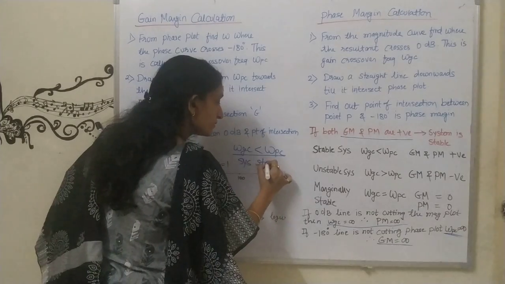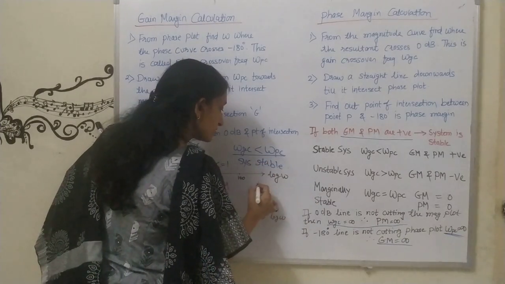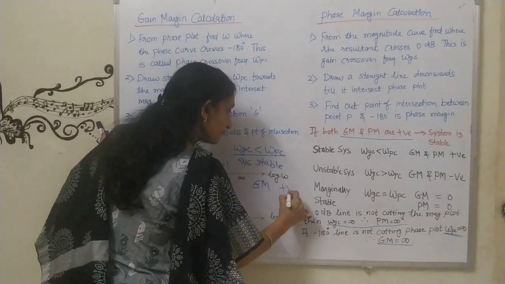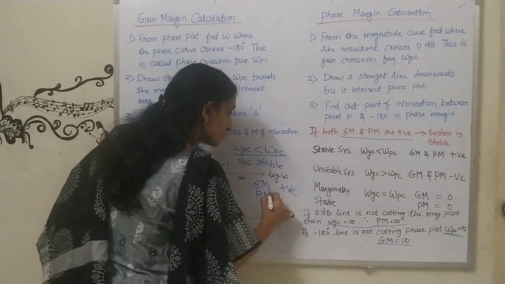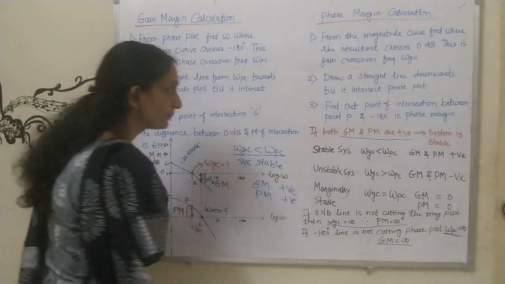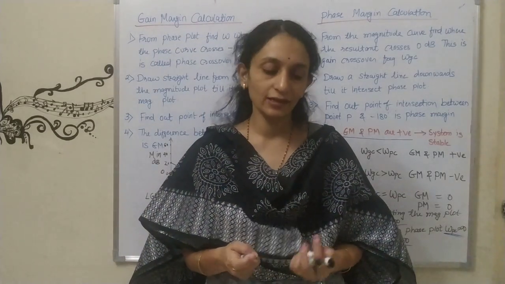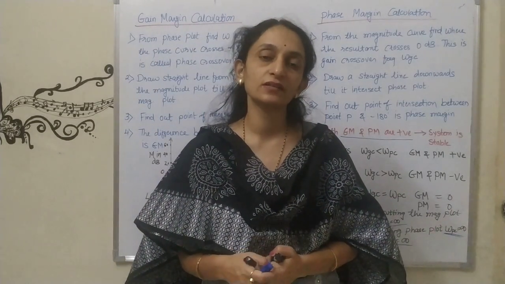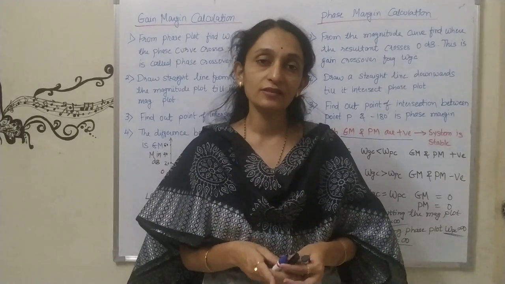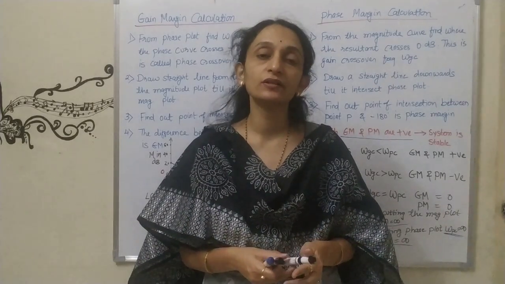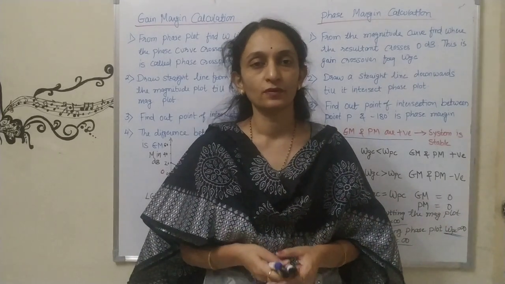The system is stable, and in that case you will get gain margin as a positive value and phase margin as a positive value. I hope you are getting in detail how to calculate the gain margin, phase margin, omega GC, and omega PC. In the next class we will solve numericals based on the Bode plot. Thank you, students.